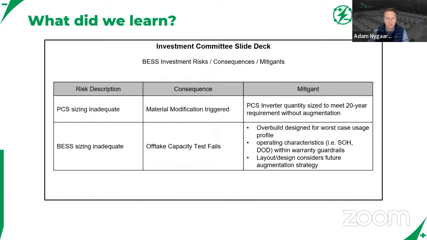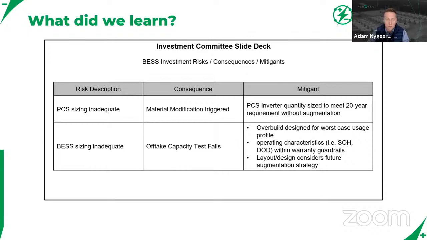Now the appropriate responses are, well, our PCS sizing is sized to meet 20-year requirements without augmentation, or we added that extra PCS inverter, as Sherif just walked through, to allow for augmentation in the future, right? And that's going to mitigate the risk of triggering a material modification later on down the road. That's a risk that you can either mitigate up front, or you can assume that risk and know that you're taking that risk depending on what happens in the future.